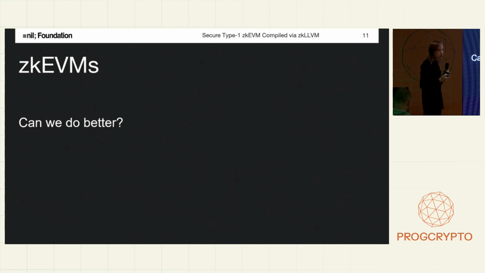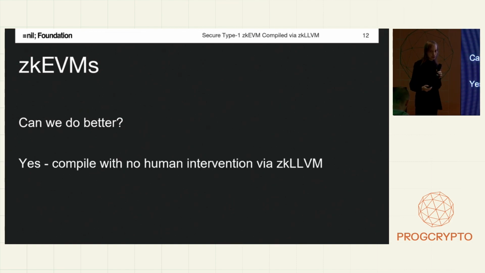So can we do better? What should we do better? We can do that if we compile the circuits, if we generate them from something human readable, something an average developer can read, something high level.